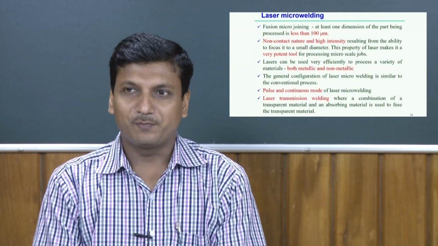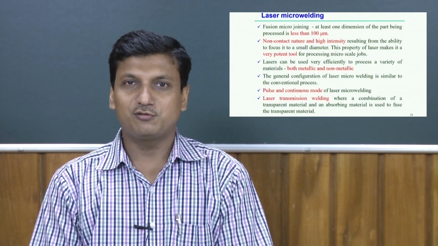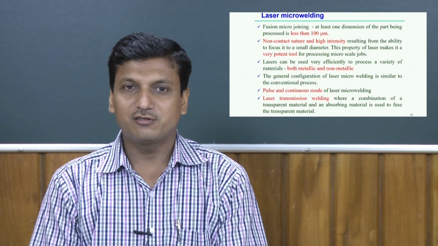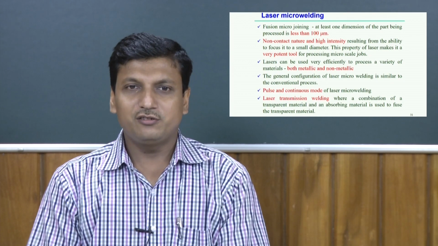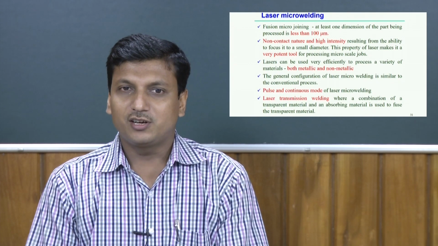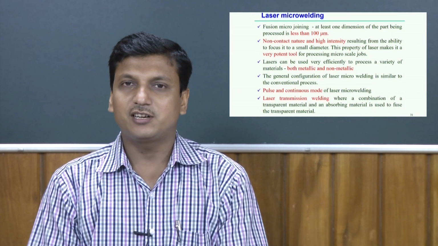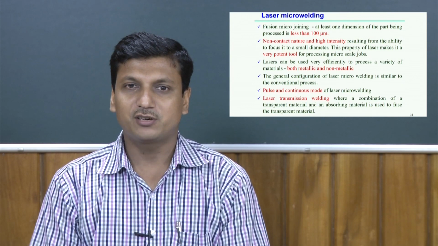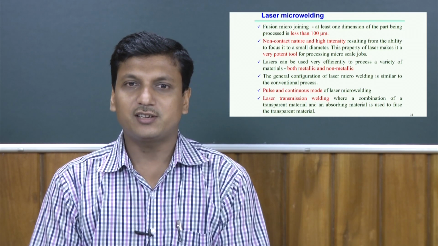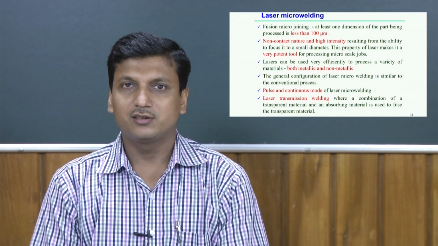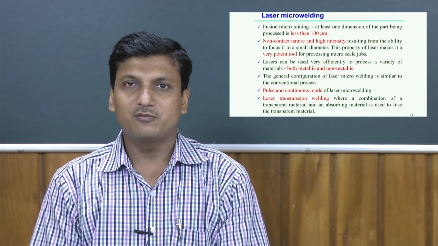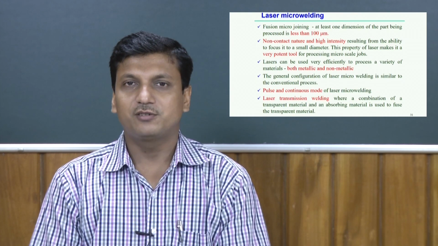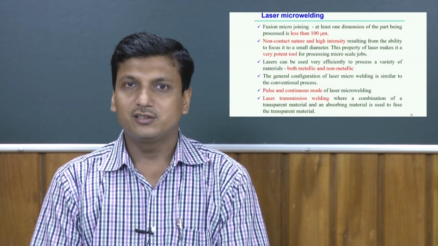Hello everybody. Today we will discuss one of the most used fusion welding processes, that is the laser micro welding process. You have already defined the domain of the micro welding process in terms of the geometric size and shape of the fusion zone and heat affected zone. In this case, at least one dimension of the part is less than 100 micrometer. Probably we can consider that under the category of micro welding process, and here the source of heat is the laser.